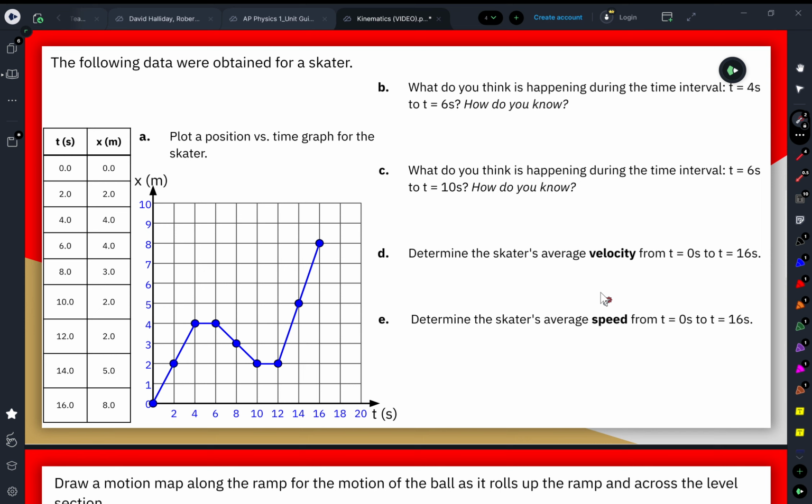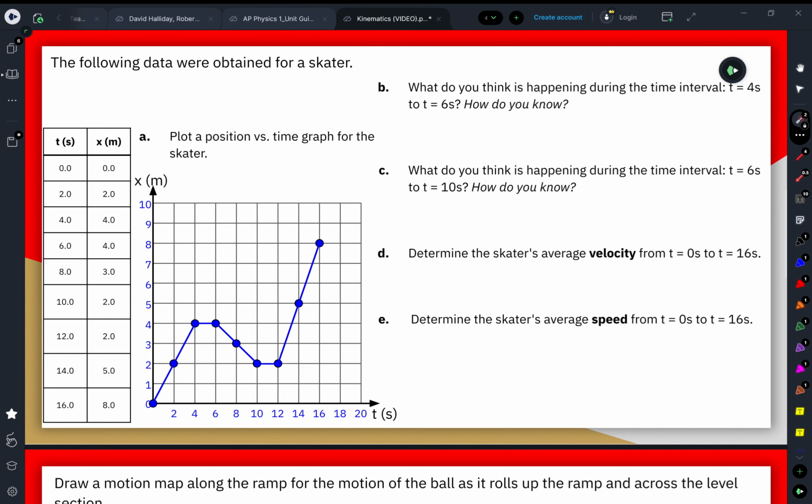The following data were obtained from a skater. Now, the very first step whenever we're given a bunch of data, particularly time and position data, is to graph it. To save us some time, I already graphed that for problem A, which is to plot a position versus time graph for the skater.